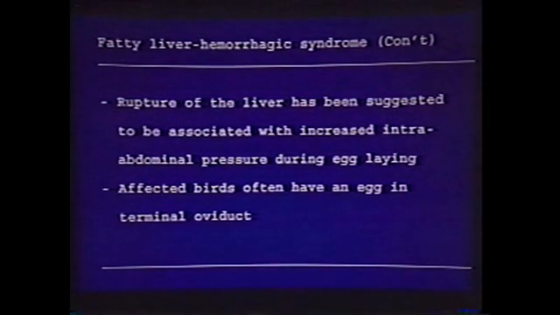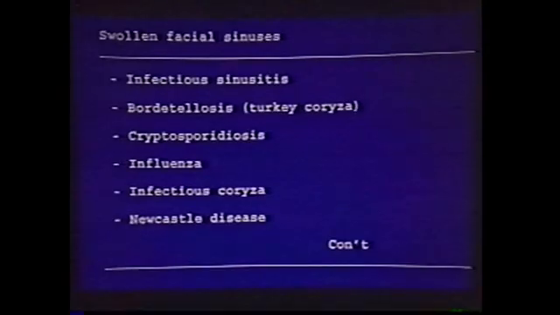The bird starts to push, and that's when perhaps the intra-abdominal pressure increases and predisposes to rupture of the liver. This is circumstantial evidence. That's what is present, and nobody has measured the intra-abdominal pressure in laying chickens, or not that I'm aware of anyway.